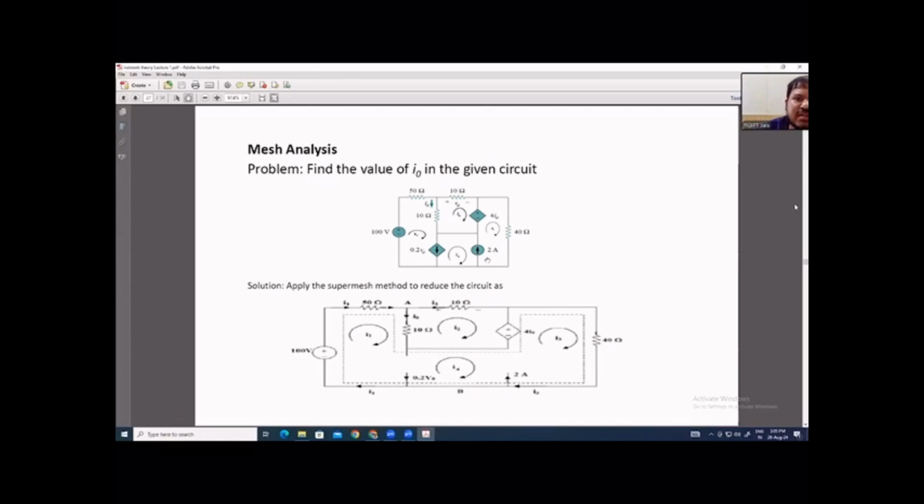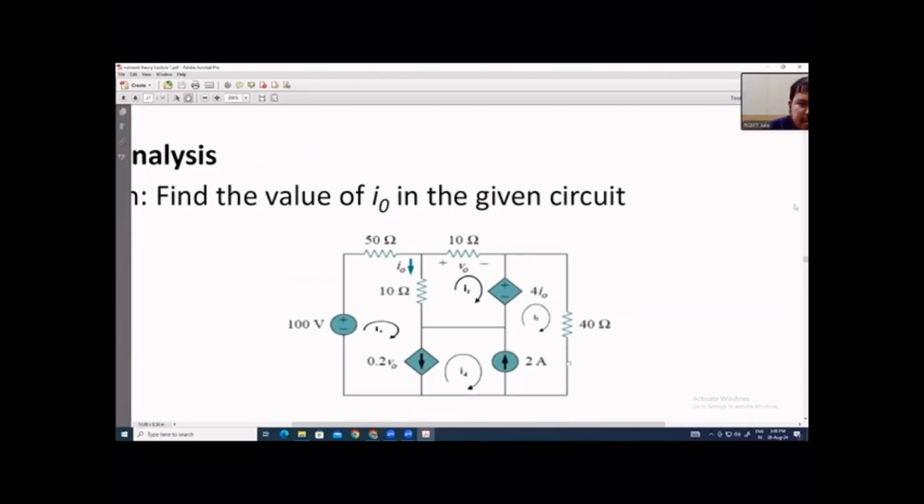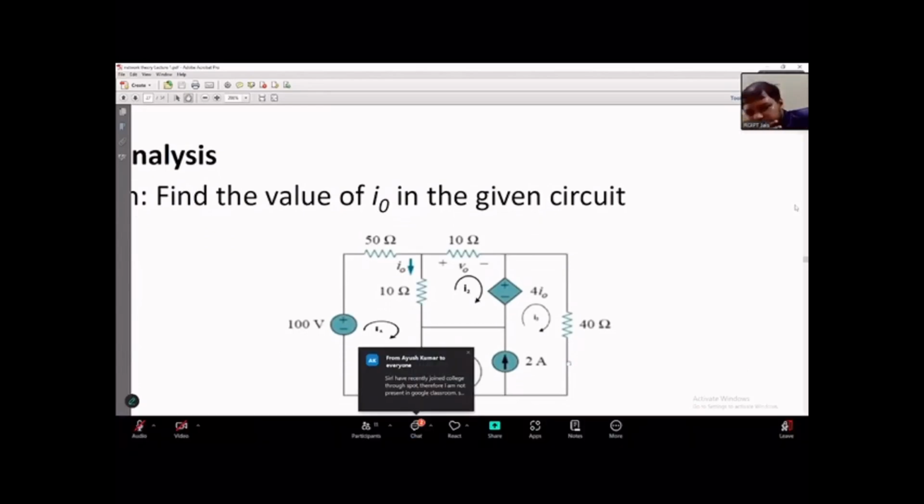So the circuit you can see. Okay, so this is the circuit given to you. At first glance, you can see that there are how many meshes? Please answer in the chat.